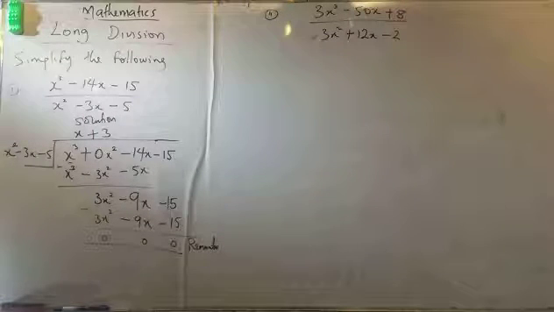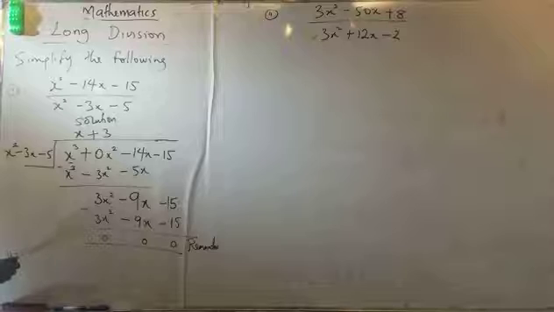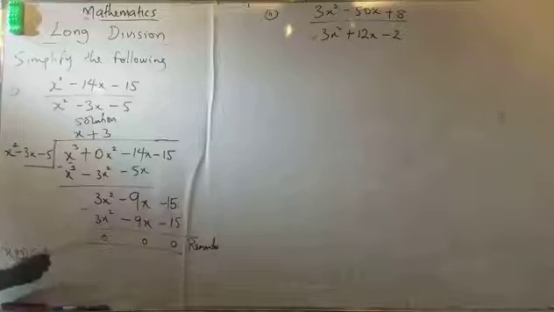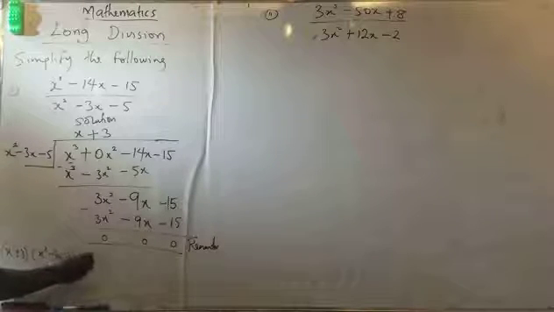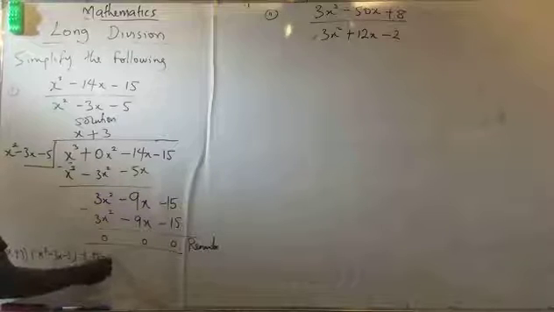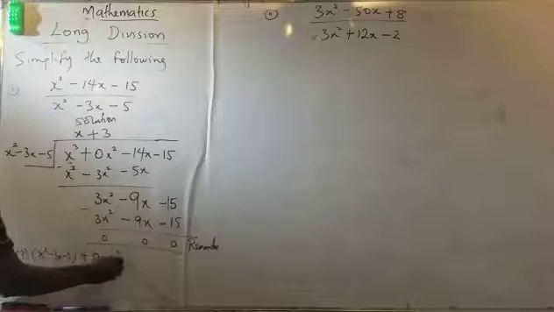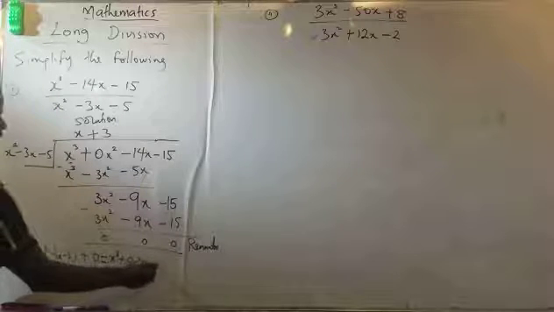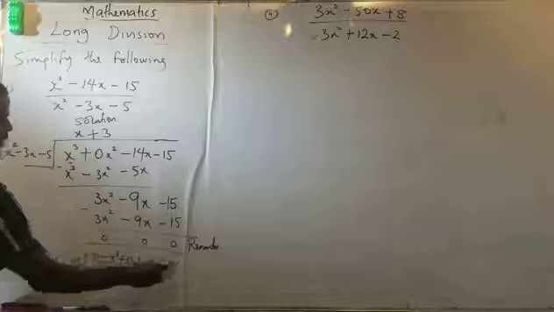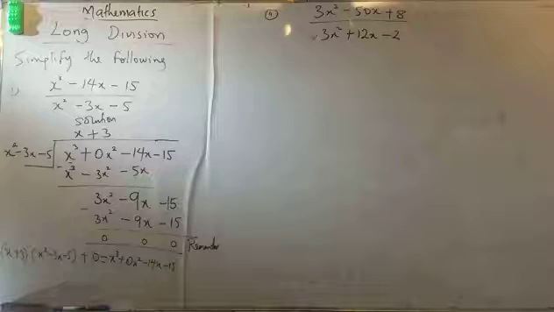Mind you, my quotient multiplied by divisor plus what? Remainder, which is going to be 0, equals to what? Dividend. That's all. That is all about that. Now, with this, I'm good to go.